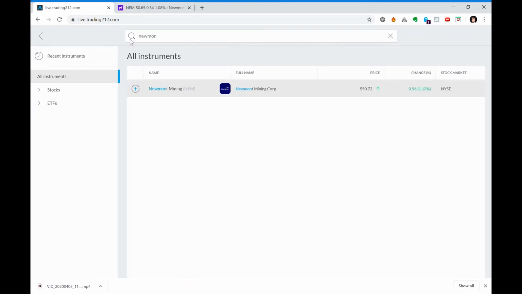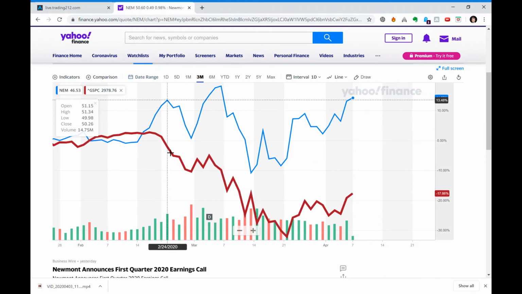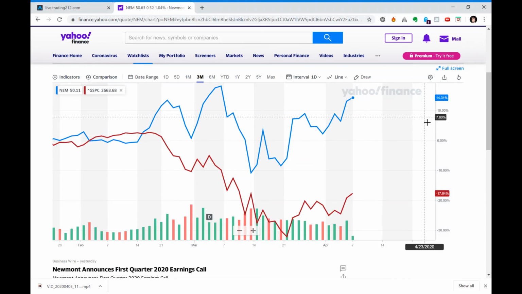So if we X out of here and go into Yahoo Finance, I have two different charts up here. The blue chart shows you Newmont, the company we just looked at, and the red chart shows you the S&P 500. And this chart I'm using just to show you the inverse relationship between how gold performs against how usual stocks perform. So Newmont, for example, was performing in line with the S&P 500 up until the start of February, and then since then there's been a divergence. Newmont has gone on and performed very well. It's increased 14% in the last few months, whereas if you look at the S&P 500, it's down 17%.